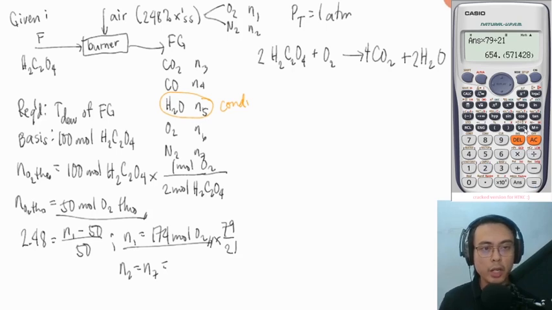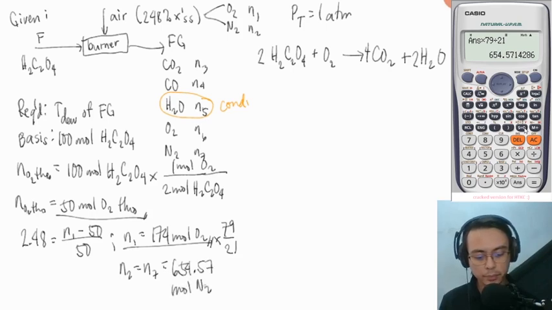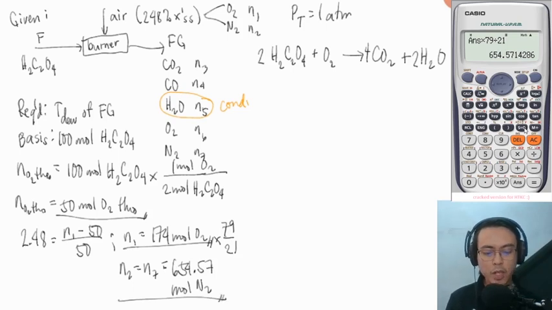So this is just a routinary combustion solution. We have 654.57 moles nitrogen. Okay, so we're done with N1, N2, N7. Next, we can now perform the carbon balance.